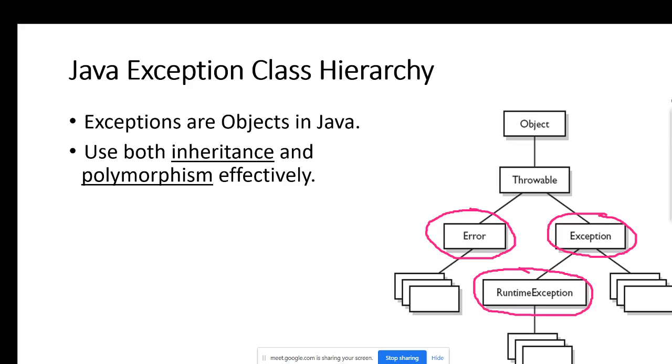Now again, when it comes to exception handling, there are a few things you have to remember. The first thing is that exceptions are objects in Java. All the exceptions are objects, and the concept of exception handling supports both inheritance and polymorphism. Obviously, that is because exceptions are objects, so they are going to support inheritance and polymorphism. We are going to discuss how these concepts are related to exception handling as well. So it's very important that you remember that exceptions are objects, and therefore they support inheritance and polymorphism. Of course, it's going to support all the object-oriented features, but for us, these two are really important.